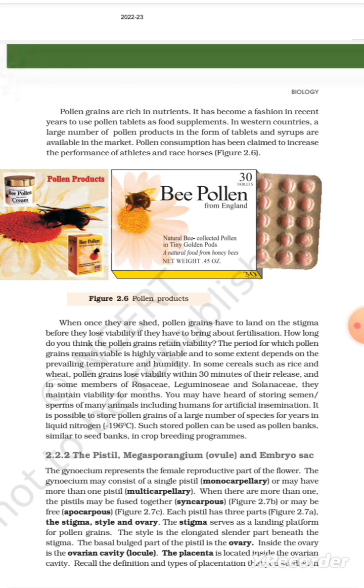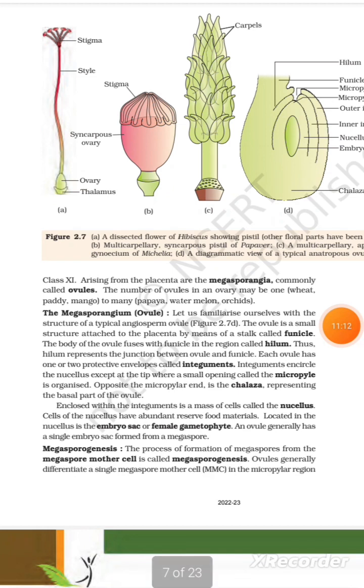Recall the definition and types of placentation that you studied in class 11th. Arising from the placenta are the megasporangia, commonly called ovules. The number of ovules in an ovary may be one (wheat, paddy, mango) to many (papaya, watermelon, orchids). Megasporangium (ovule): let us familiarize ourselves with the structure of a typical angiosperm ovule (Figure 2.7d).